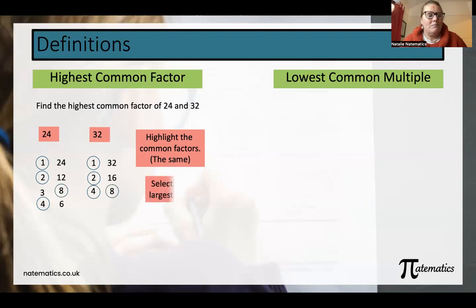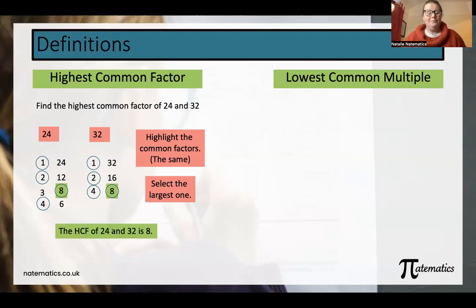Now, select the largest one, because that's the next one, isn't it? It's the highest. So we've got the factor, we've done the common bit, now we're doing the highest one. There we are, it's 8. So out of 1, 2, 4, and 8, the highest one is the 8. So the highest common factor, or HCF, as we abbreviate it, is 8.